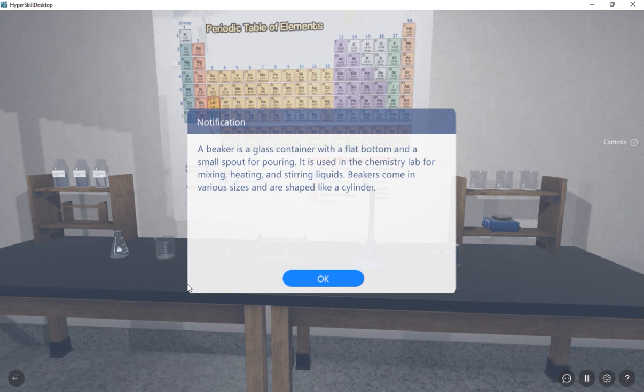A beaker is a glass container with a flat bottom and a small spout for pouring. It is used in the chemistry lab for mixing, heating, and stirring liquids. Beakers come in various sizes and are shaped like a cylinder.